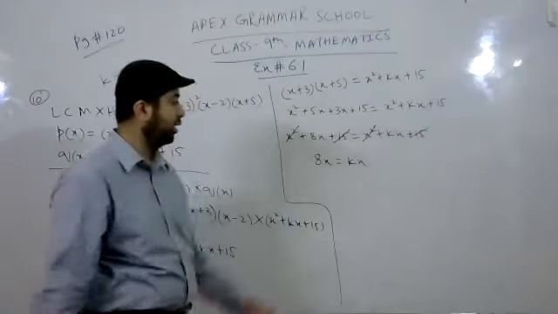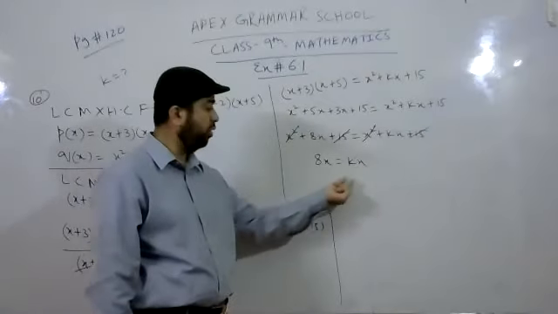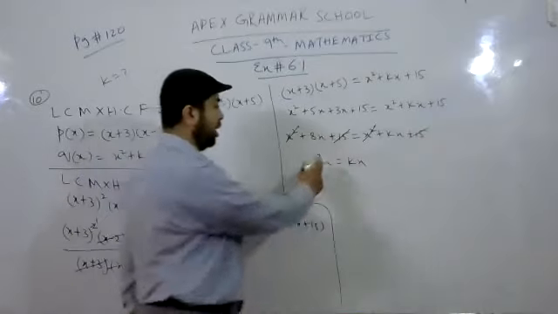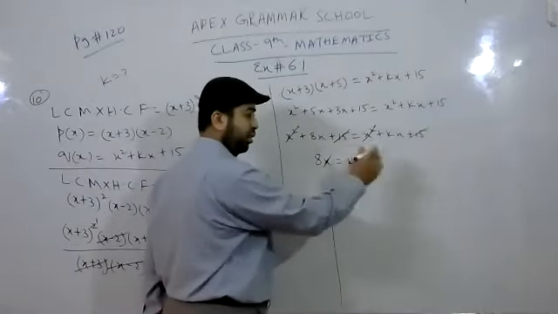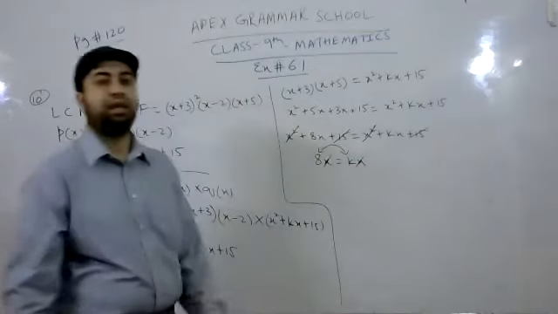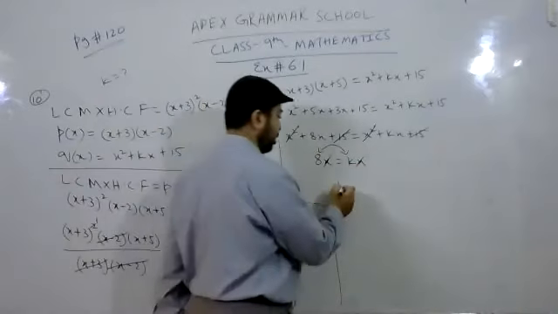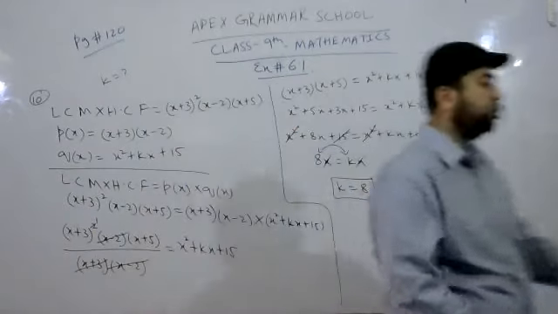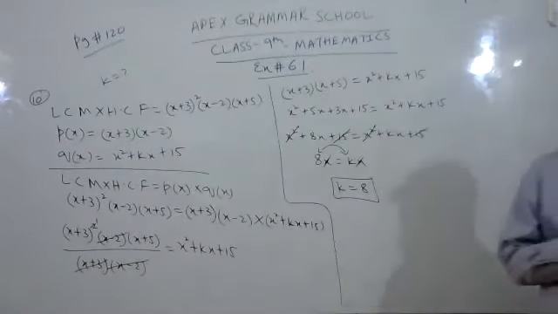So this x is multiplying and will be divided on the other side, then cancel with this x, or directly you can cancel this x. So you are left with the value of k. The value of k here is just 8. This was your question number 10.